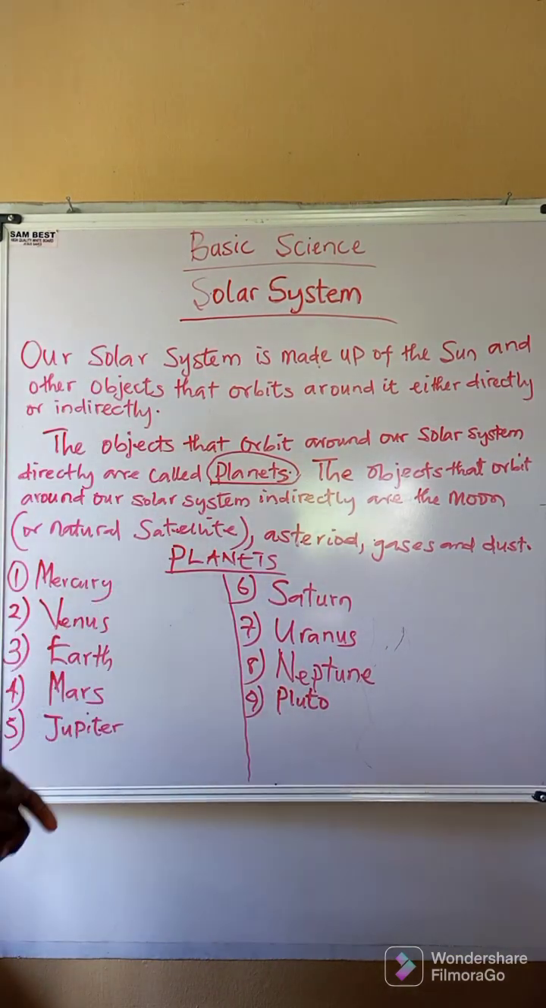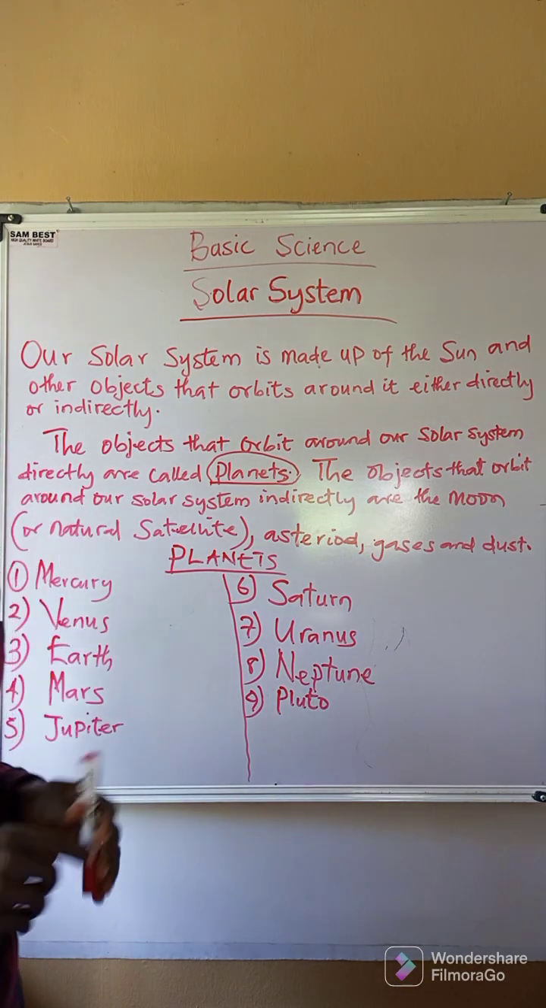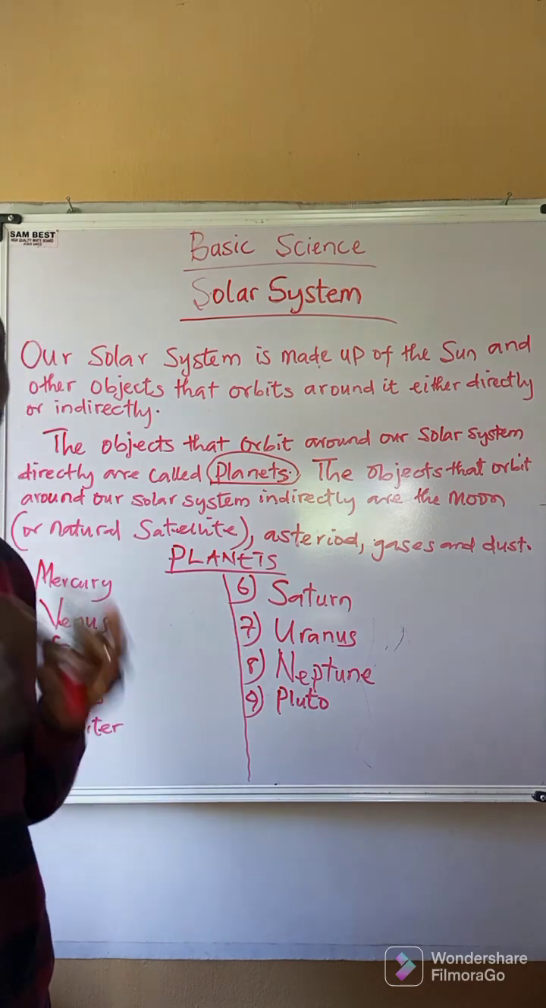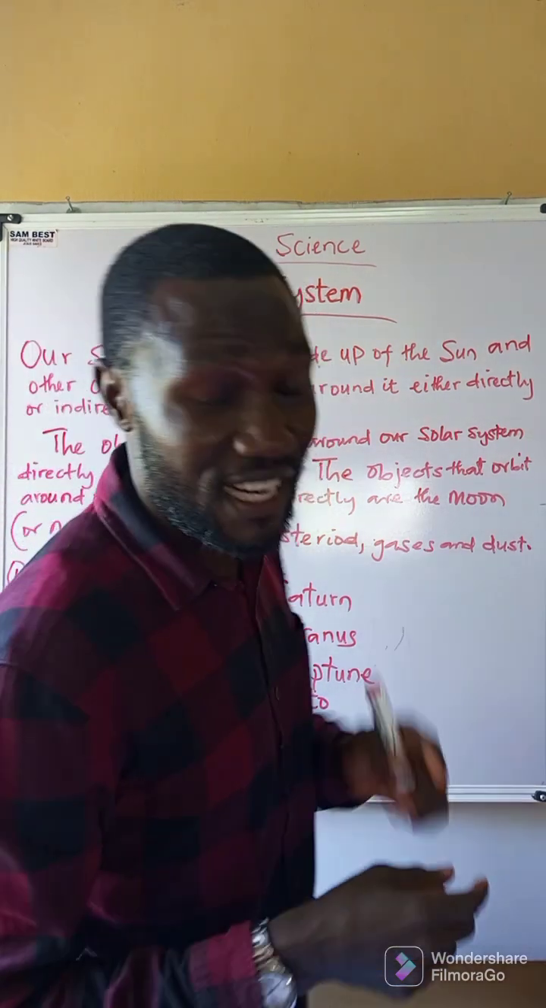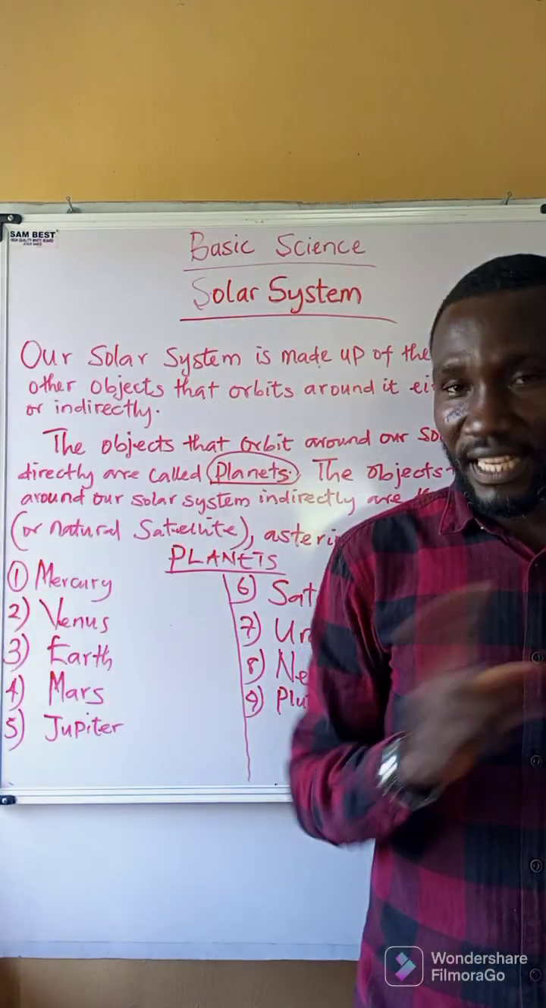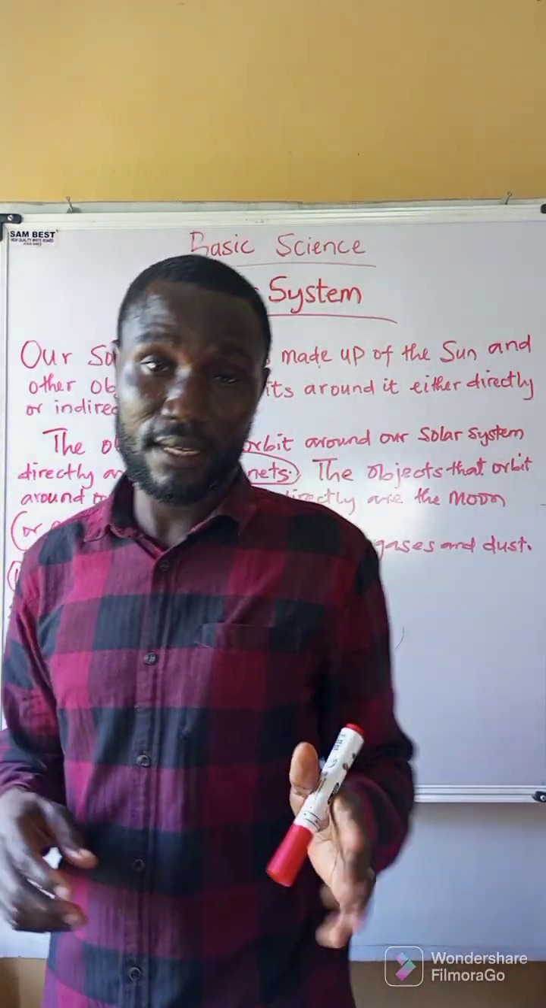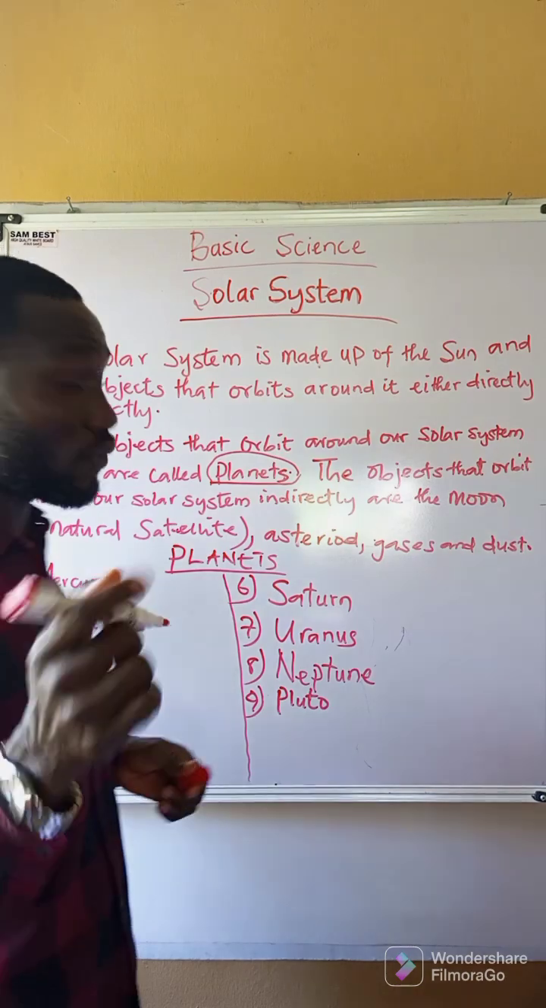Yes, these are our 9 planets that we have. So let's take it again from the start. Like I said earlier, our solar system is made up of the sun and other objects that orbit around it, either directly or indirectly. Do we understand? Yes. The sun, we all know the sun.